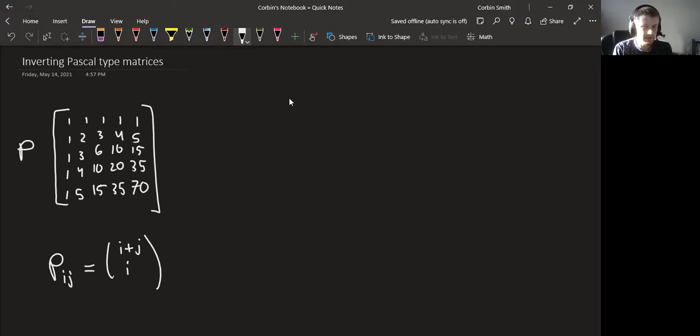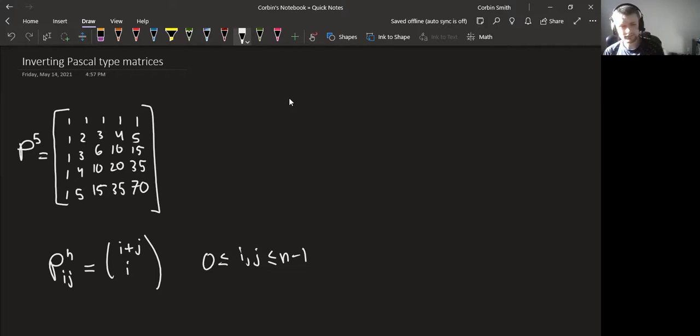Okay, let's call this P5, okay? And the Pn matrix, P for Pascal, is for 0 less than or equal to i comma j less than or equal to n minus 1, where n is the dimension of the matrix.